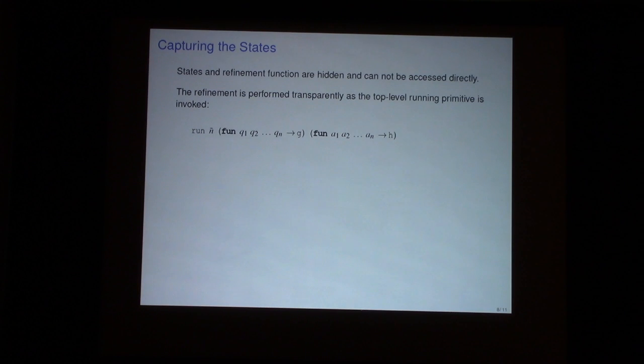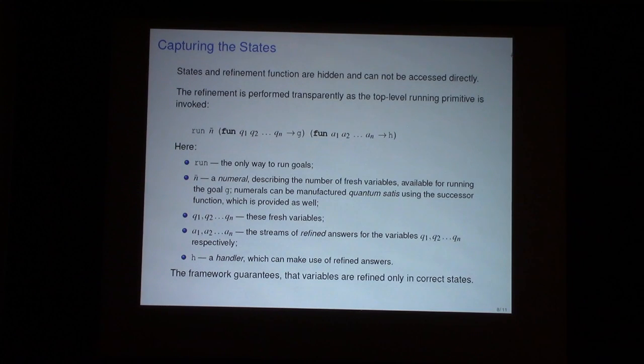The first one is a numeral, which represents how many logical variables will be used by our relation. When we partially apply this run function to a numeral, the result will be a truly polyvariadic function on two arguments. The first argument will have as many logical variables as specified, and the handler will take as many lazy lists with refinement answers for every introduced logical variable. So this framework guarantees that variables will be refined in the right states.